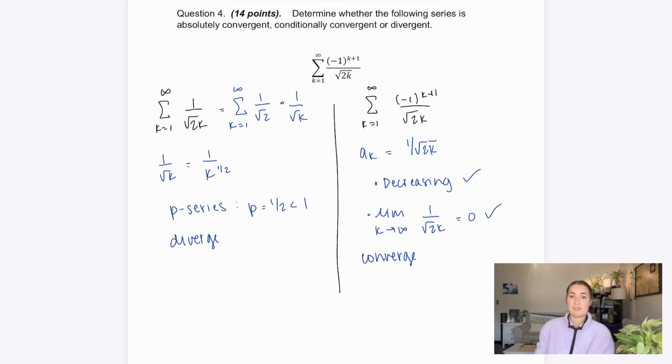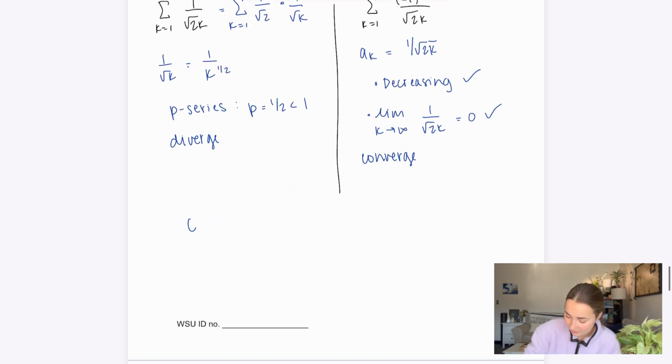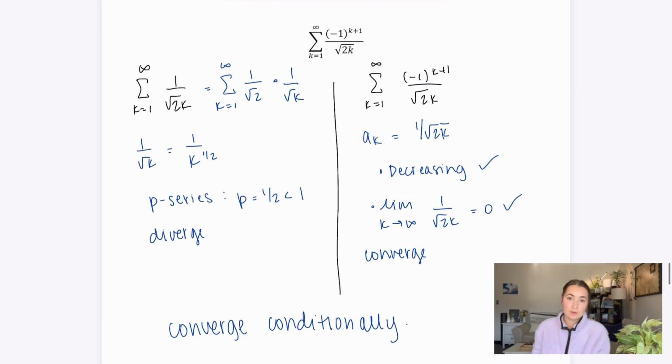So now let's put these together. We know it converges when we have the alternating portion. When we get rid of that alternating portion, it's going to diverge. So this is going to converge conditionally. Now, if it was to diverge, both series would diverge. If it was to converge absolutely, both of these would converge.